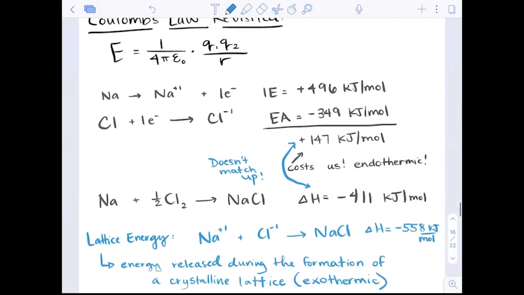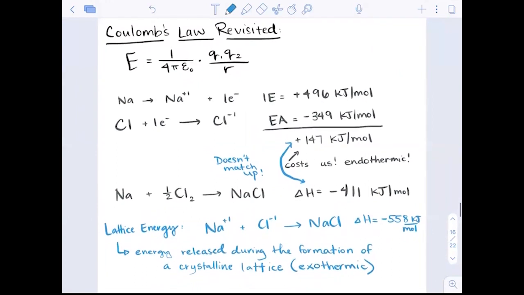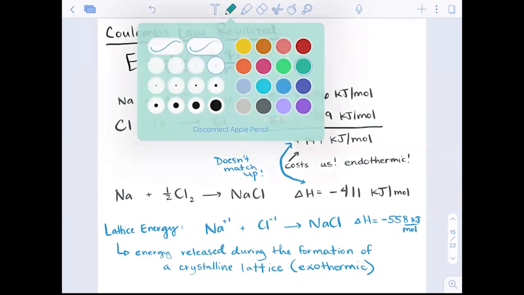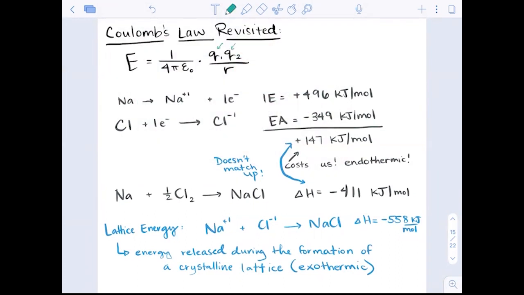Now, why we need to revisit Coulomb's law is the idea of being able to conceptualize the lattice energy overall. When we look at these Qs, these are charges. These are going to be our ions, our anion and our cation. R is the radius or the distance between the two ions. So what this says is that opposites attract.